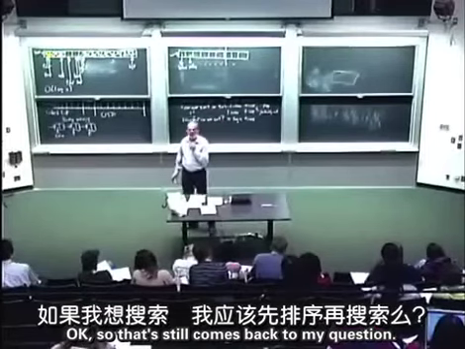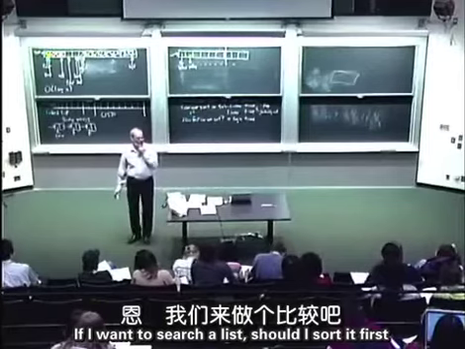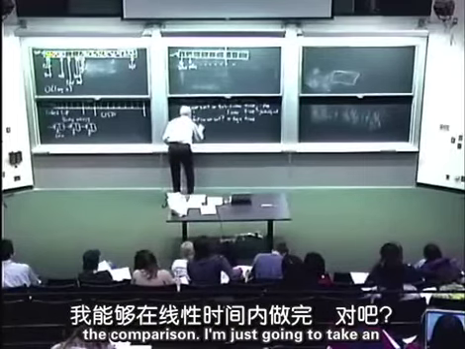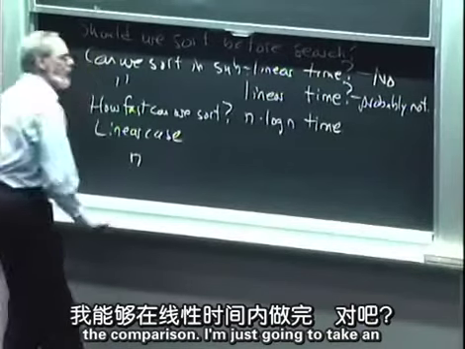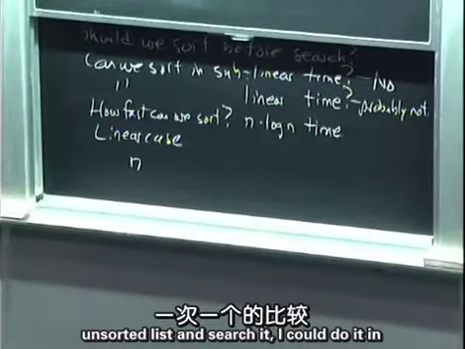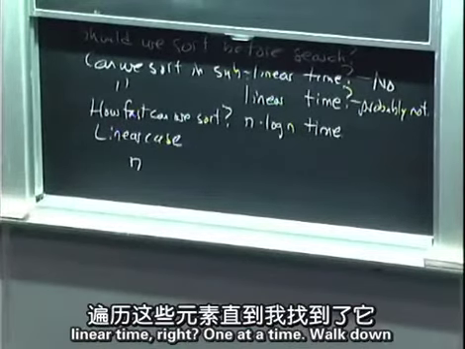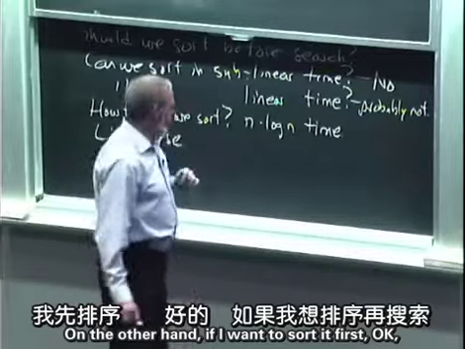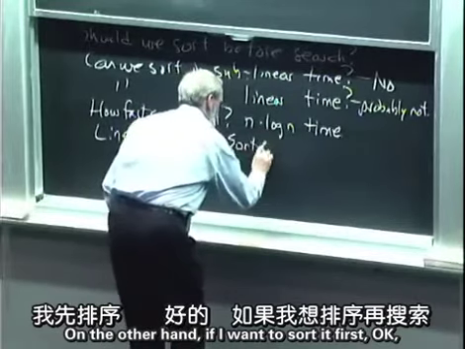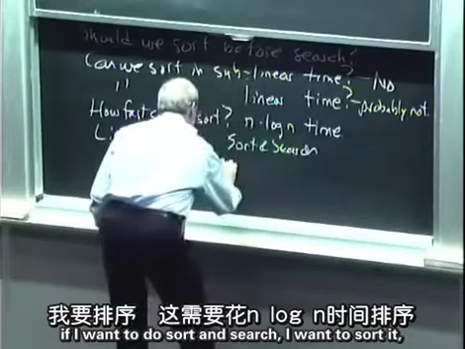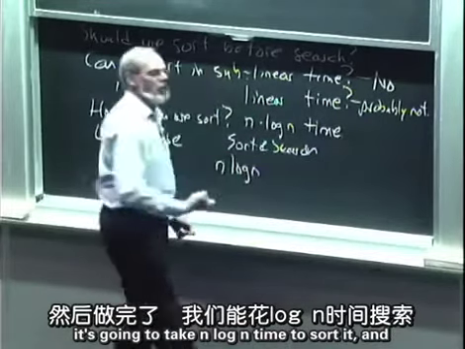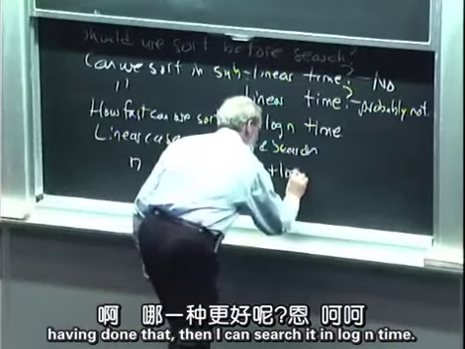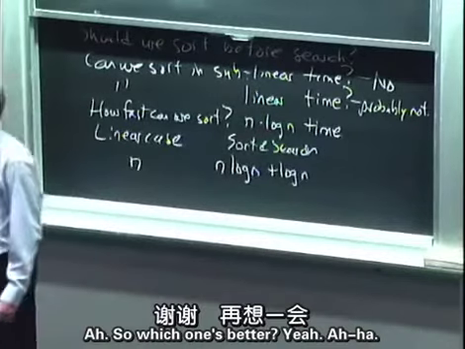Okay, so that still comes back to my question. If I want to search a list, should I sort it first and then search it? Okay, so let's do the comparison. If I'm just going to take an unsorted list and search it, I could do it in linear time, right? One at a time, walk down the elements until I find it. That would be order n. On the other hand, if I want to sort it first, if I want to do sort and search, it's going to take n log n time to sort it. And having done that, then I can search it in log n time.